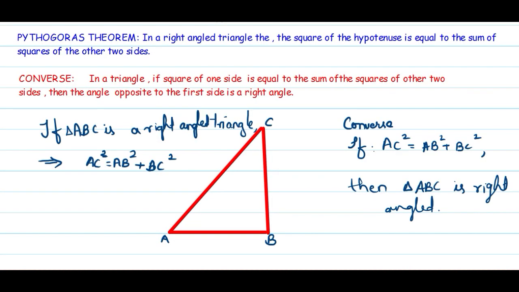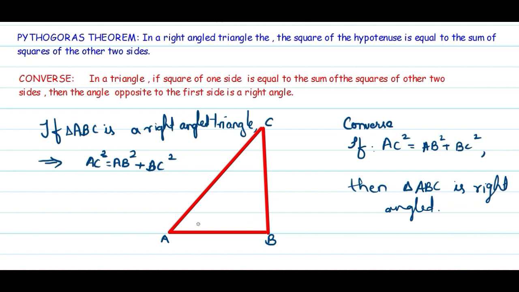Coming to the next and last one, that is the Pythagoras theorem. We have come across it in trigonometry also. Let us repeat this once again. In a right angle triangle, what does the Pythagoras theorem say? In a right angle triangle, the square of the hypotenuse is equal to the sum of the squares of the other two sides. Let me explain.